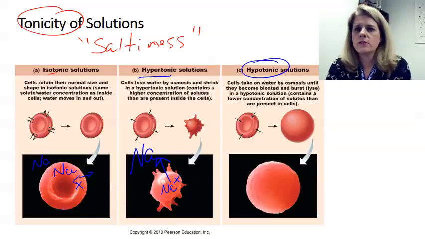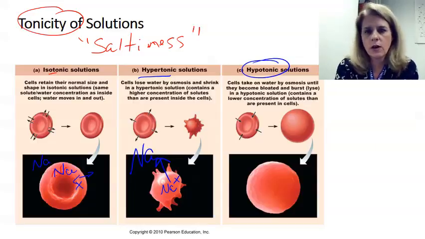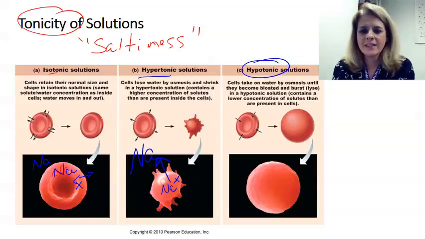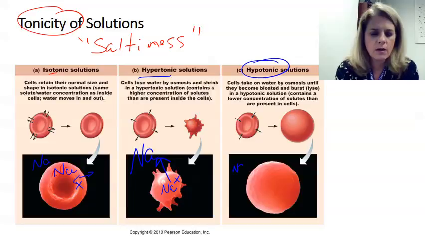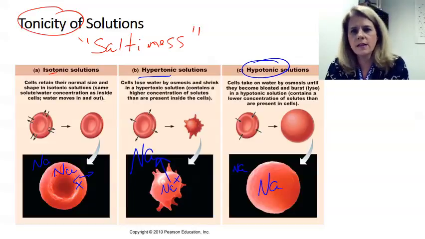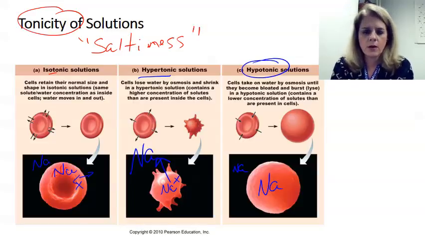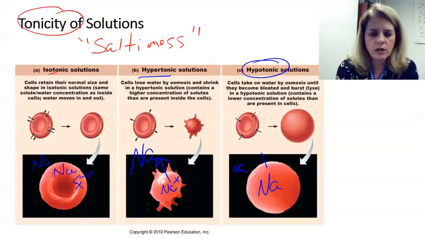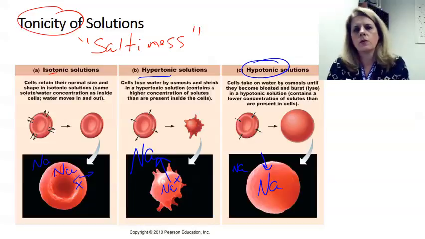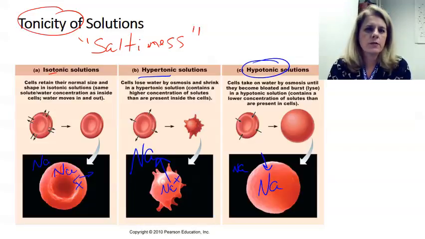Hypotonic. Hypo means too low. So this is a low salty solution. So if you put a cell in a solution that has a small amount of sodium relative to the larger amount of sodium inside the cell, what's going to happen? Water is going to be drawn or sucked into the cell, and the cell is going to swell and possibly burst. So this has to do with tonicity.